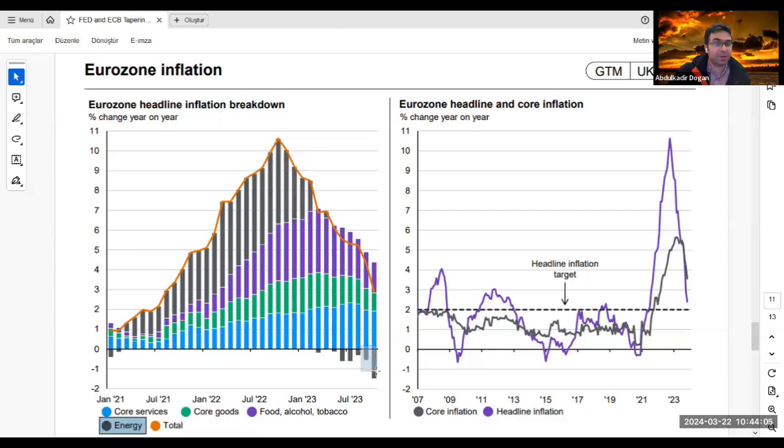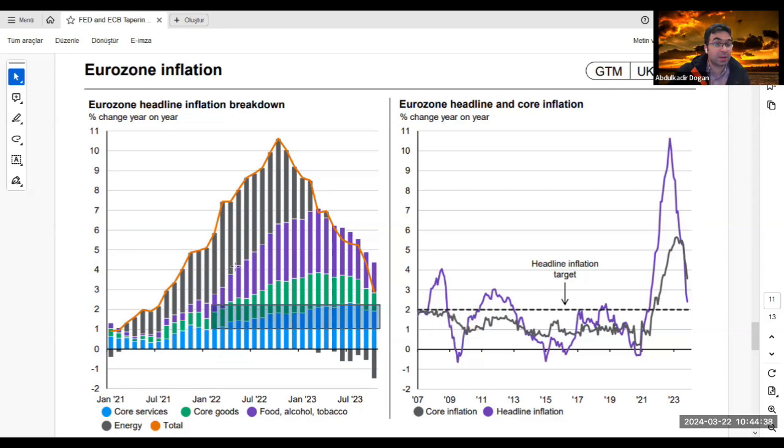But now, energy contribution is nothing. And also, as you see here, the main contribution is coming from food, alcohol, and tobacco. Normally they are really small brackets here, but here their contribution is really high. And the sticky contribution is coming from the core services with the light blue. They are almost increasing every day and never decreasing.